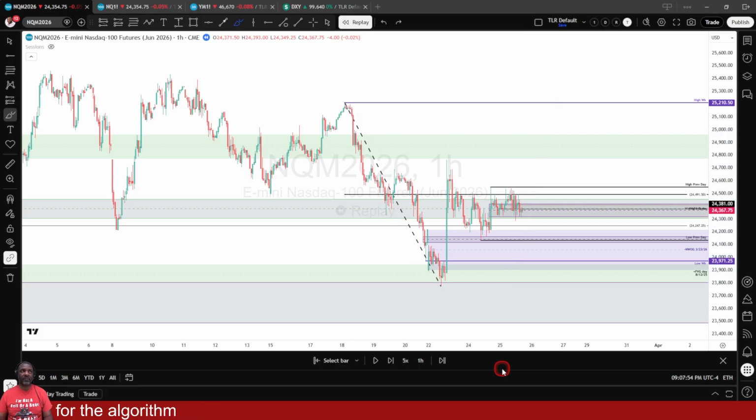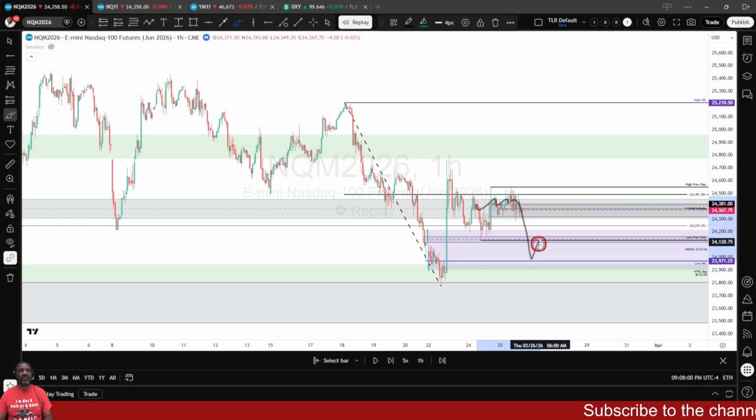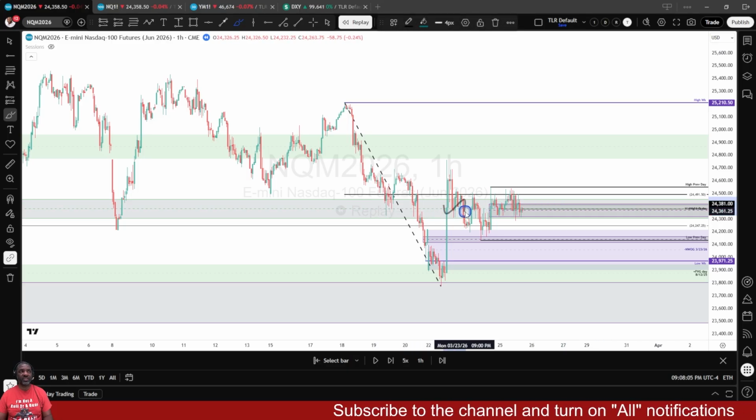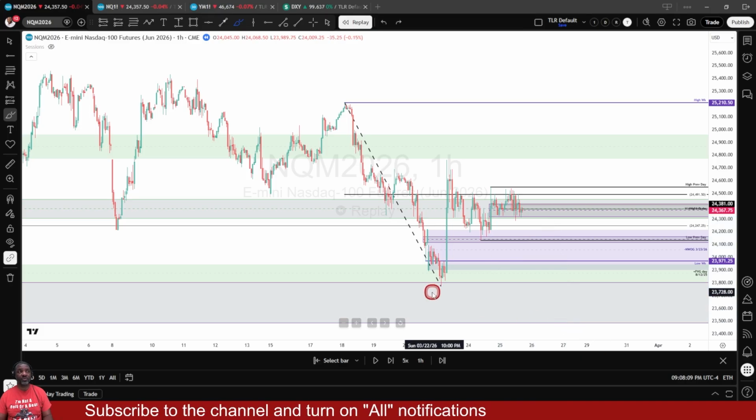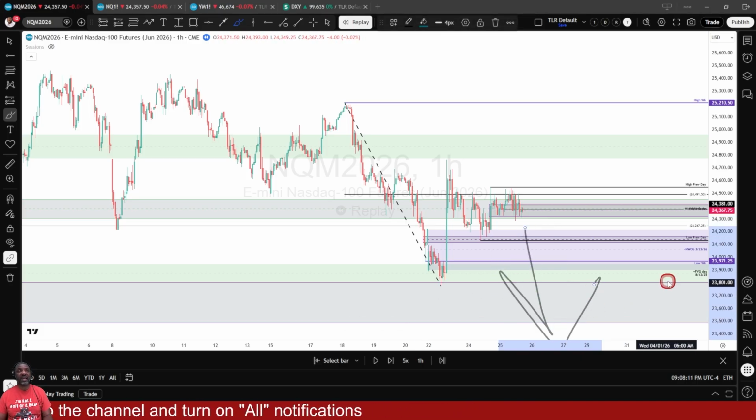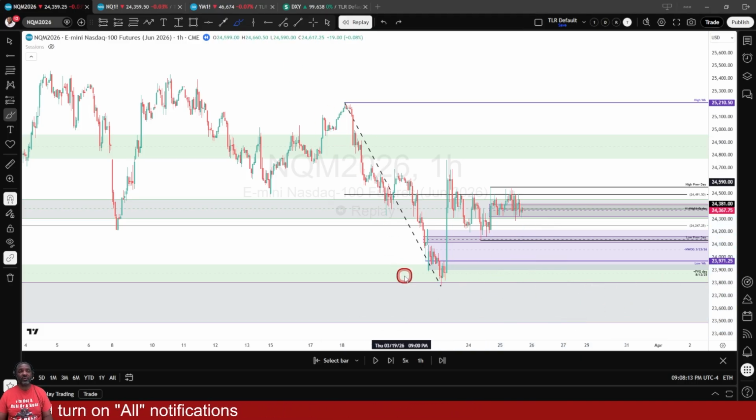But if we don't come up and take out this high, and we start to break down, you will want to see all of these PD arrays we've been using as support act as resistance to continue to push us down inside this sell program.